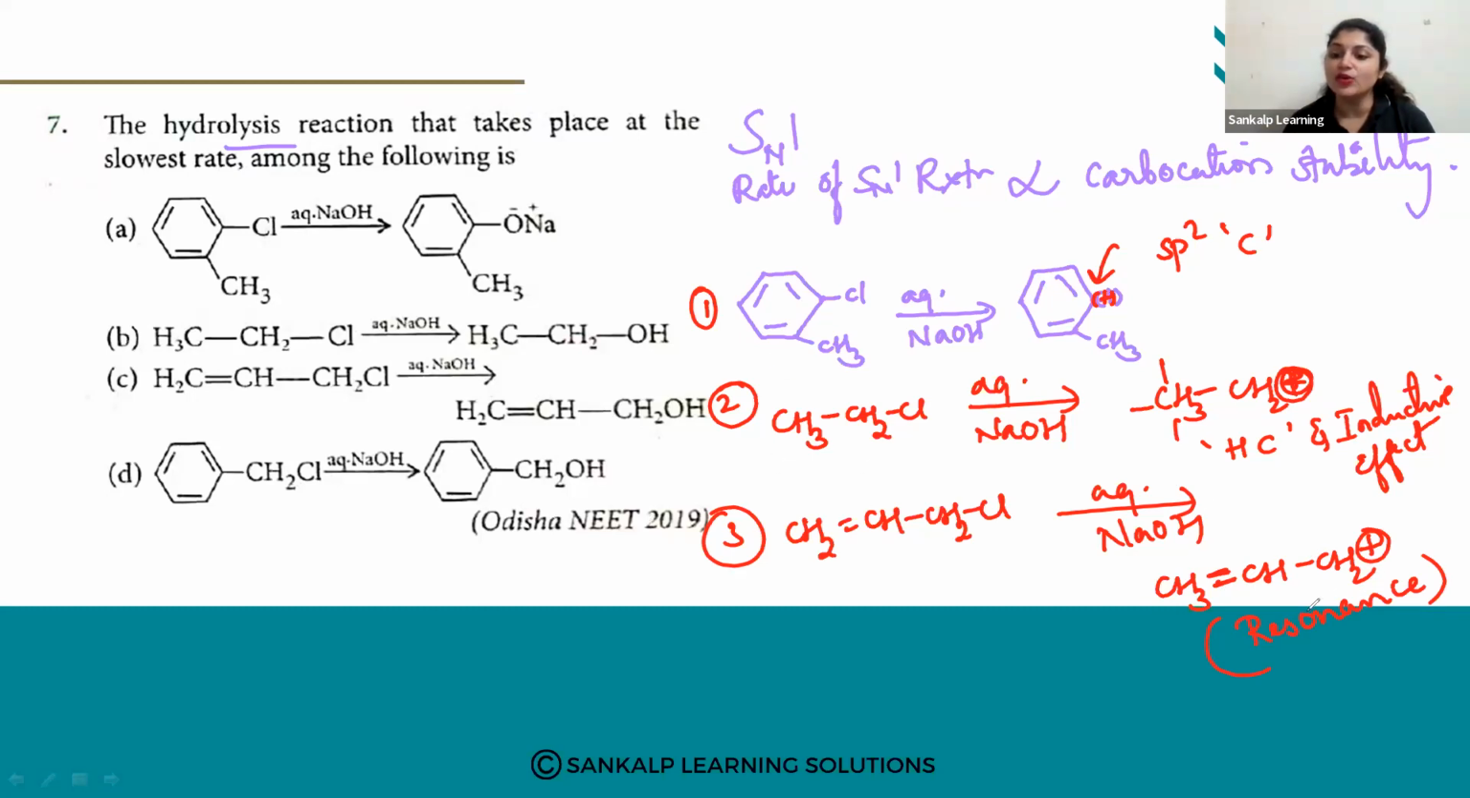Here it will go at a higher rate. The reaction will proceed at a fast rate. Why? Because this charge is stabilized by resonance. So this is also okay. Then next we'll see. Next is what?